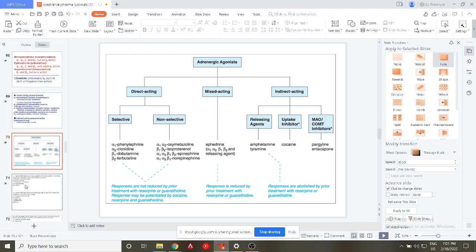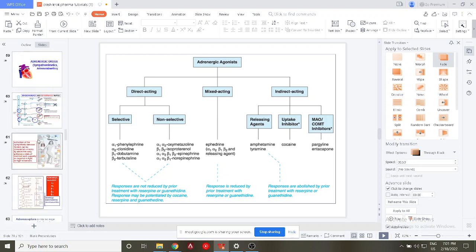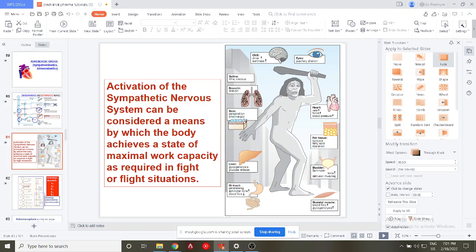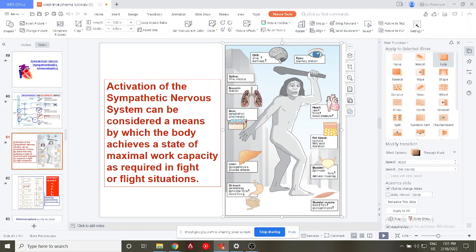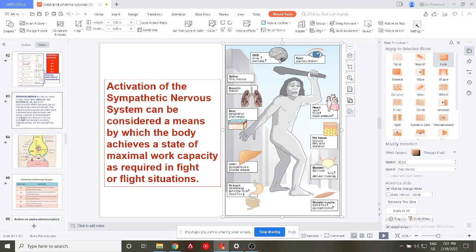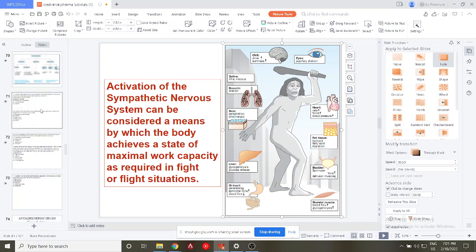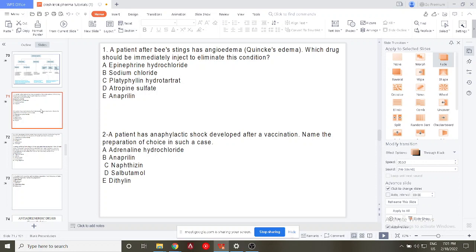Okay, so now we're moving on to questions. I want you to take note of this picture. It talks about all the effects of adrenergic drugs. In the heart, it's going to increase the heart rate, the force, the blood pressure. In the eye, it's going to cause pupillary dilation, and in the lungs it's going to cause bronchodilation. Just take note of all the effects so you can use it to answer the questions. Okay, now we're going to move on to the questions part.